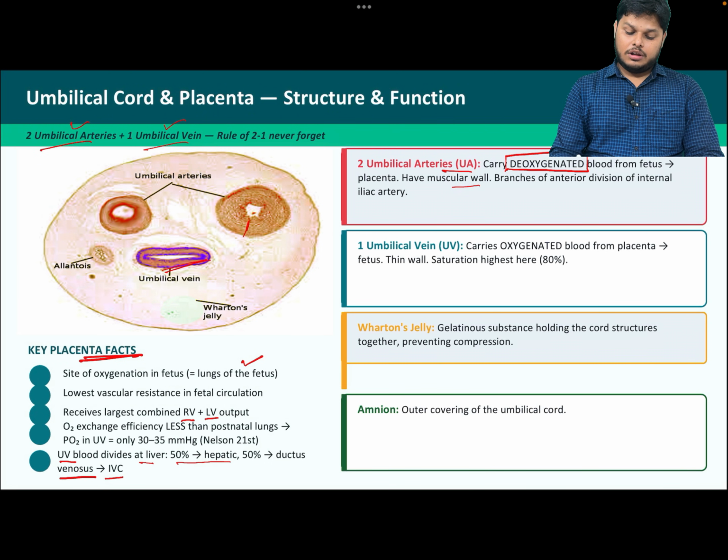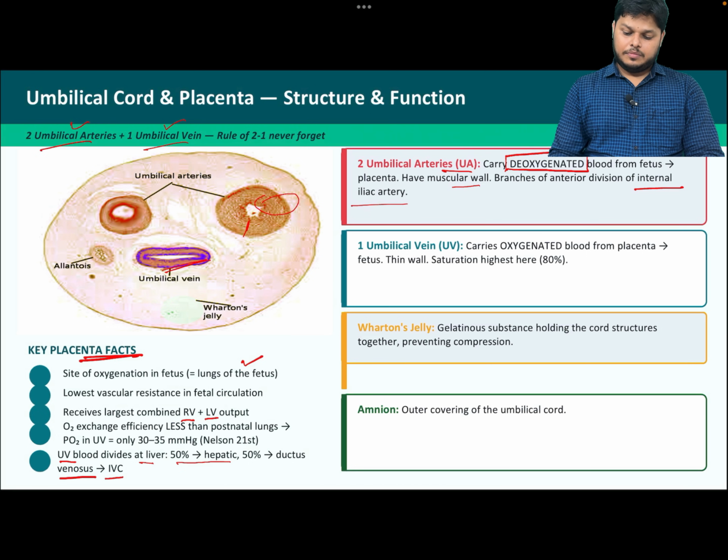They have a muscular wall, as we can see. This is the muscular wall part. Okay, branches. Both the umbilical arteries are the branches of the internal iliac artery. This is a neat question. Then one umbilical vein. Remember, the umbilical vein carries the oxygenated blood.